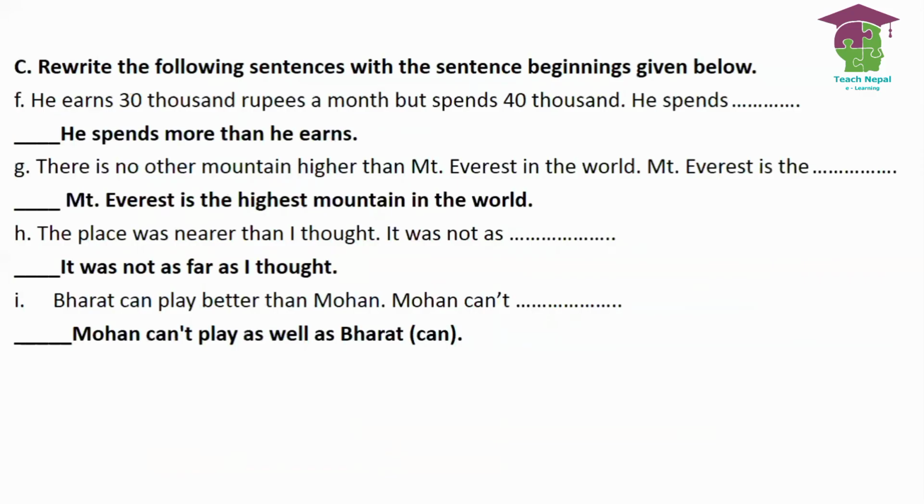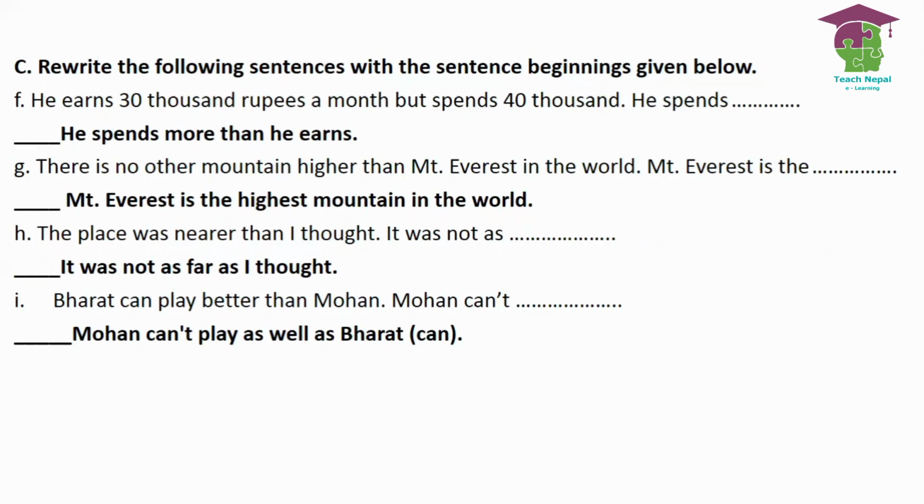Then you can go to number C, rewrite the following sentences with the sentence beginning given below. He earns 30,000 rupees a month but spends 40,000. He spends more than he earns. Right. Next, there is no other mountain higher than Mount Everest in the world. Mount Everest is the highest, right? Highest mountain in the world.